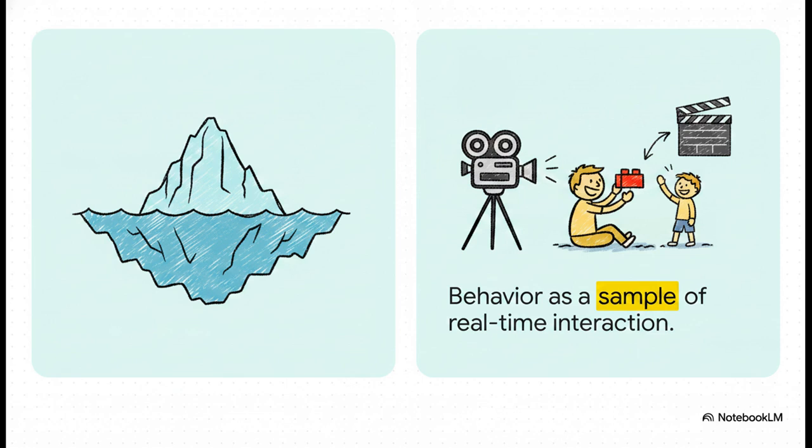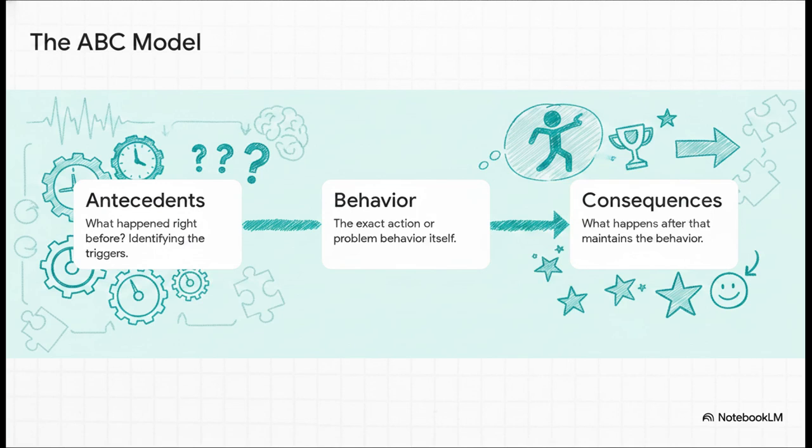We aren't just looking at a behavior as a sign or a symptom of some deep underlying personality trait anymore. Instead, modern observation views behavior as a literal sample of how that person interacts with their specific environment in real time. To analyze these behavioral samples systematically, we use the ABC model of functional behavioral assessment. It's essentially a way to rigorously deconstruct a problem behavior.